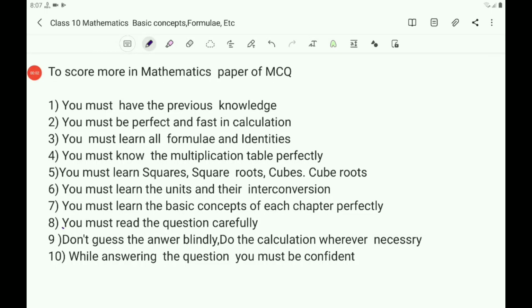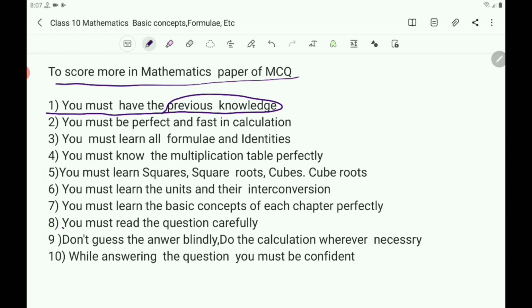Now children, let us discuss the instructions to be followed while solving the MCQ paper, and also some basic concepts, formulae, hints and points. To score more in the mathematics paper of multiple choice questions, you must have previous knowledge. Previous knowledge is a must, and you must also be perfect and fast in calculation, because time will be less.